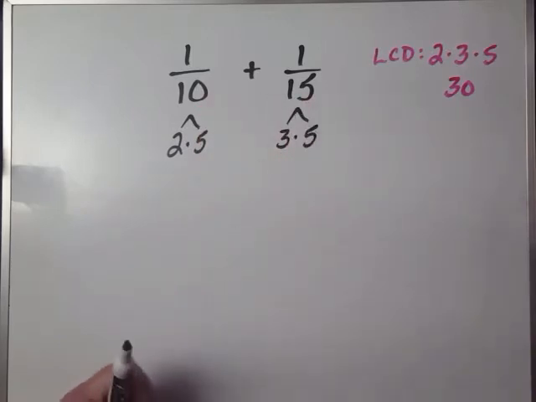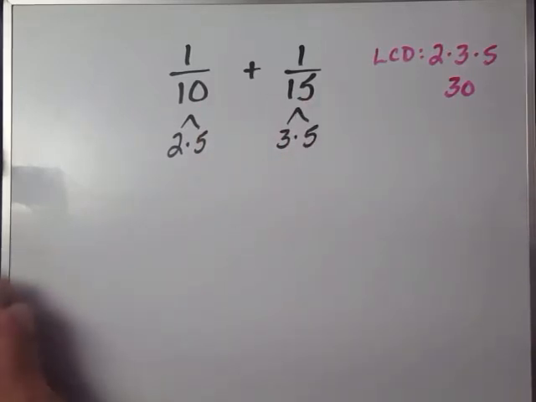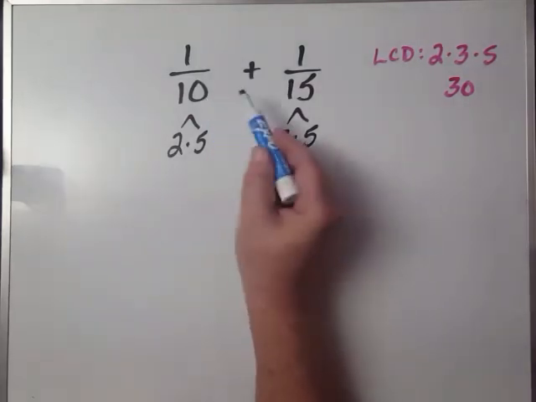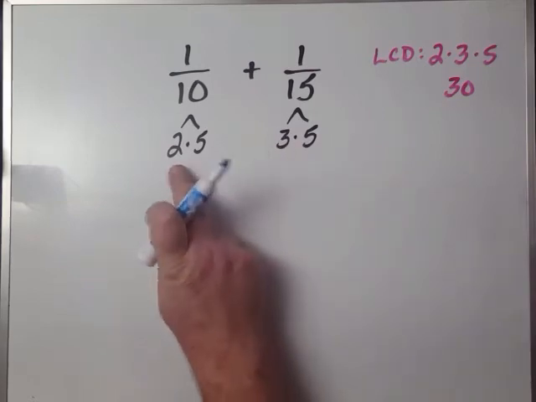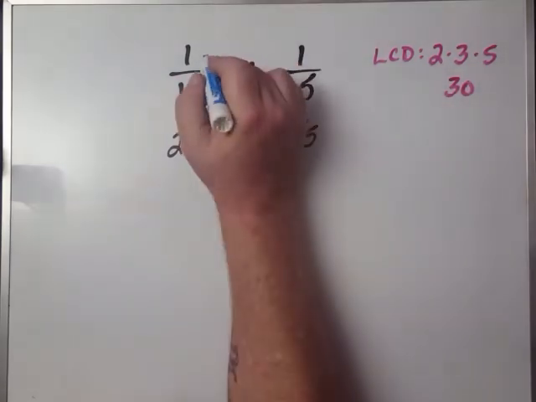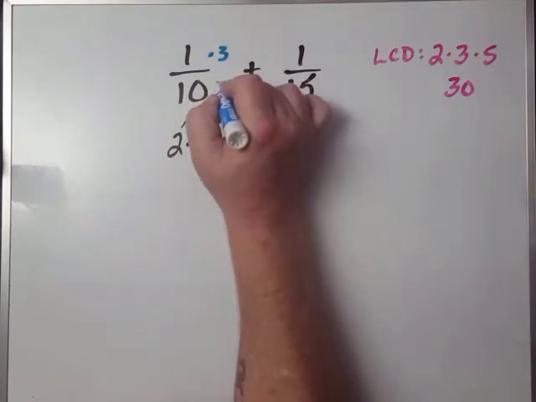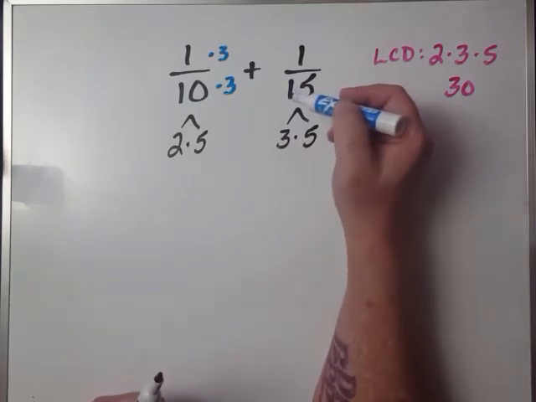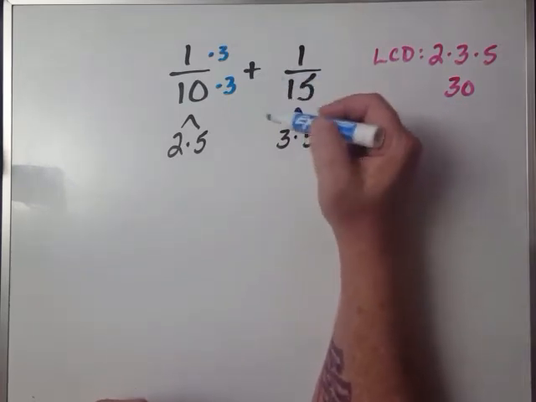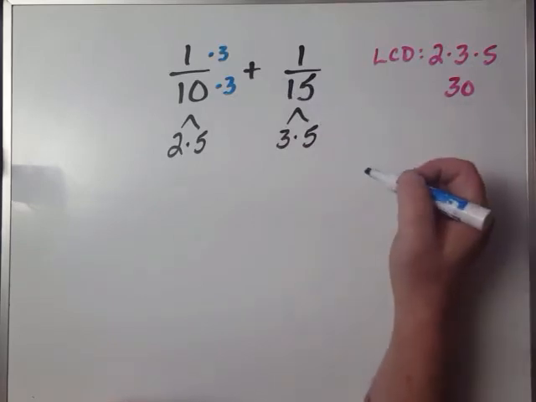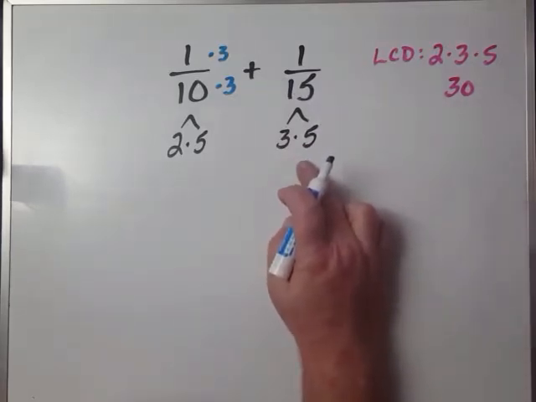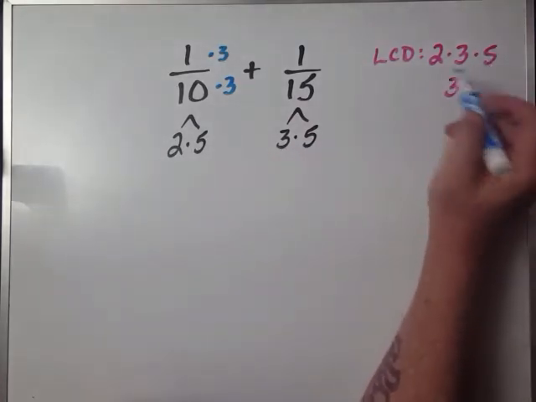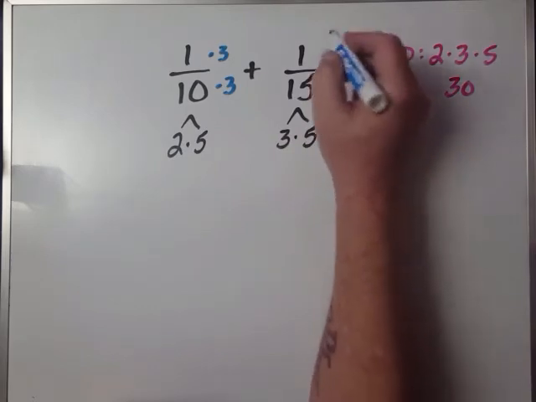How do I change these to have that common denominator? Well, I ask, what's missing? What's missing out of this 10 to turn it into a 30? It's already got a 2 and a 5. What's missing? A factor of 3. We multiply that top and bottom. That way we're multiplying by 3/3, which is 1. When you multiply by 1, you may change the way it looks, but you don't change the value of that fraction. And for my 15, what's missing? The 15 contains a 3 and a 5. What's missing? A factor of 2. Top and bottom.